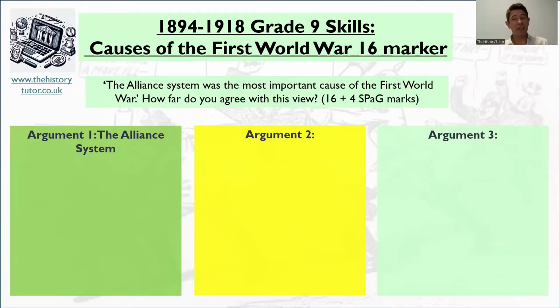Well, we need to think of our 3 arguments, first of all. We've been given the alliance system. So what do you think could be 2 other arguments? Maybe there's definitely more than 2. So what other arguments do you think there are? Have a think now.